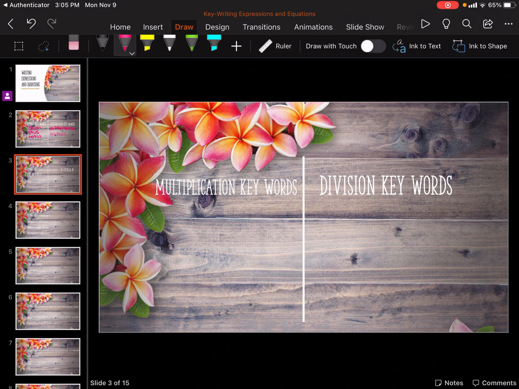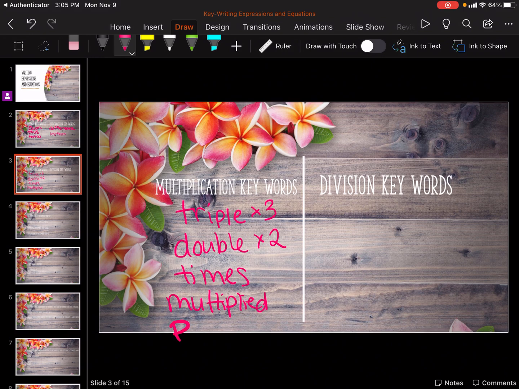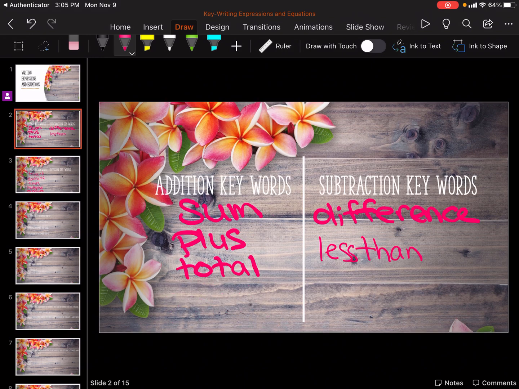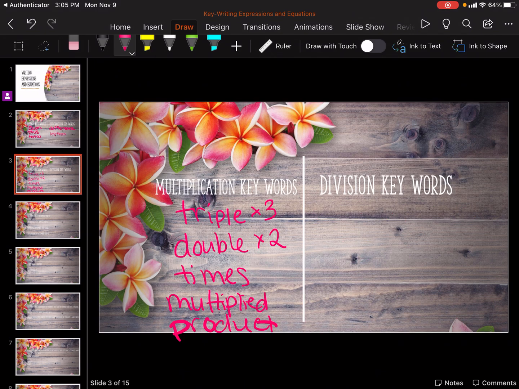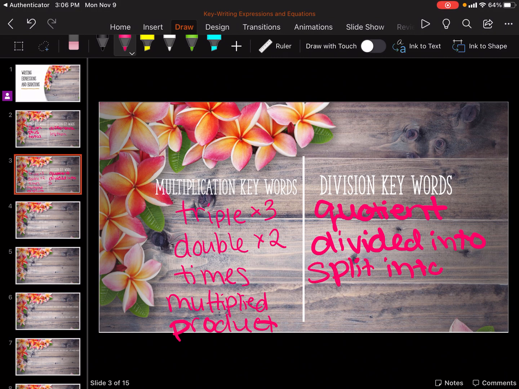Multiply is going to be triple, times 3, double, times 2, times, multiplied. Also product. Also we can add, we got difference. Division is going to be quotient or divided into. Split into groups.